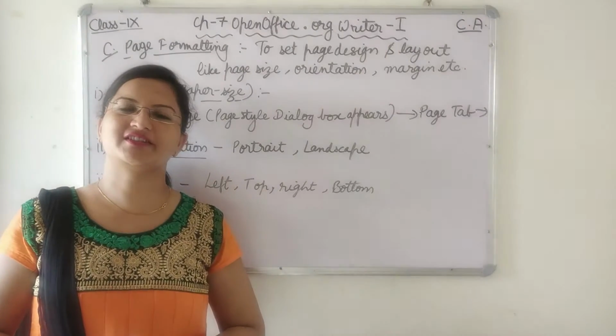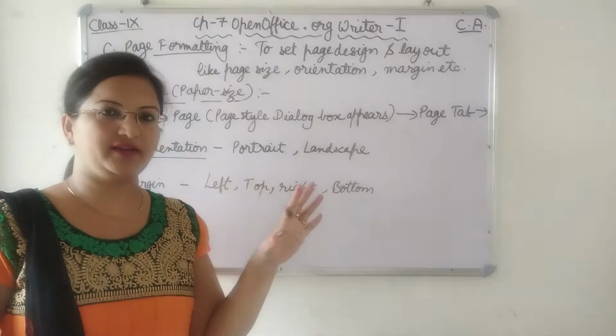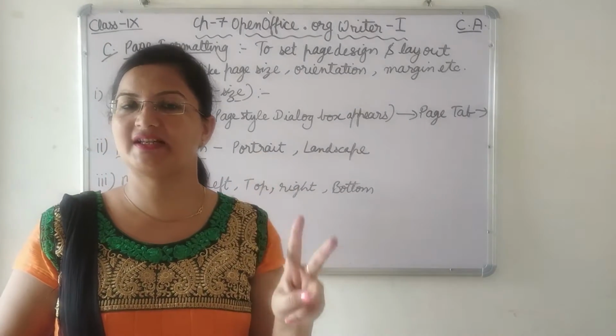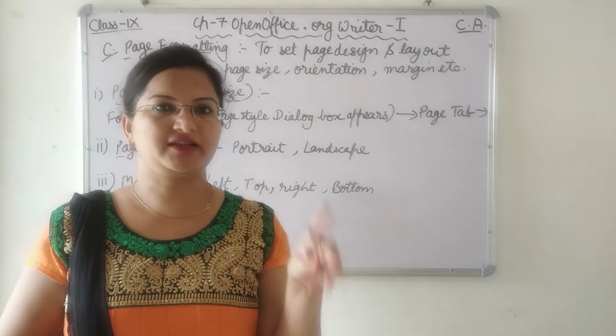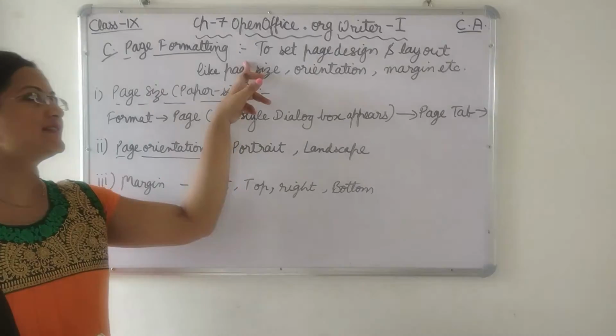Good morning, students. Today we will continue with the same chapter, OpenOffice Writer 1. There are three types of formatting: character formatting, paragraph formatting and page formatting. So today we will study about page formatting.